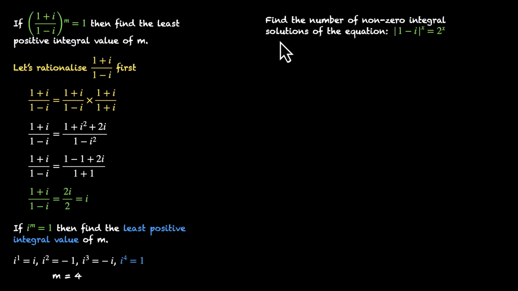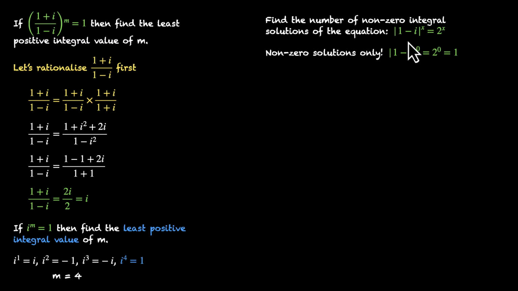Let's try another one. Find the number of non-zero integral solutions of the equation mod of (1 minus i) to the power x equals 2 to the power x. Pause the video, give this a try. Alright, so the question says non-zero integral solutions. We don't want 0, because at 0 both the sides are raised to the power 0, so both sides are equal to 1, which means it's a trivial solution. So we need some non-zero integral solution here.